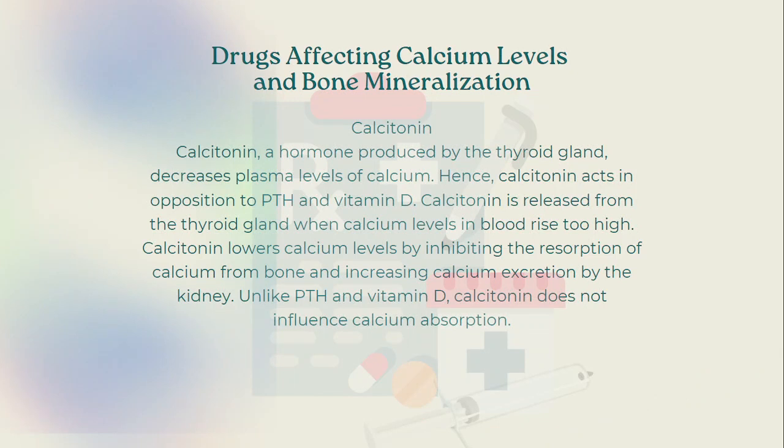Calcitonin. Calcitonin, a hormone produced by the thyroid gland, decreases plasma levels of calcium. Hence, calcitonin acts in opposition to PTH and vitamin D. Calcitonin is released from the thyroid gland when calcium levels in blood rise too high. Calcitonin lowers calcium levels by inhibiting the resorption of calcium from bone and increasing calcium excretion by the kidney. Unlike PTH and vitamin D, calcitonin does not influence calcium absorption.